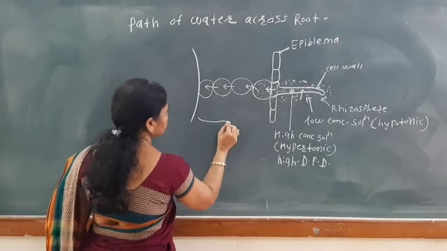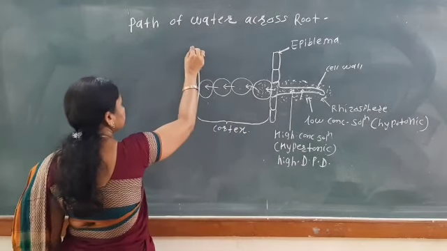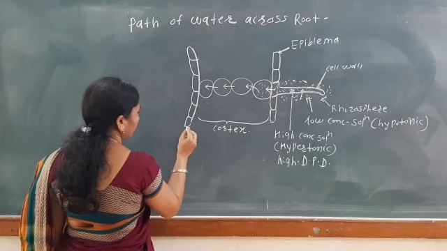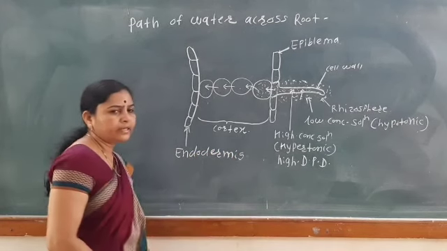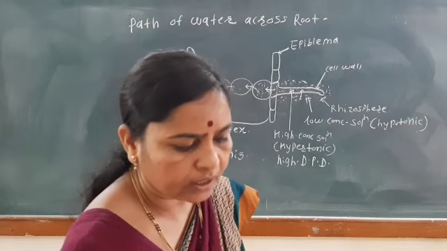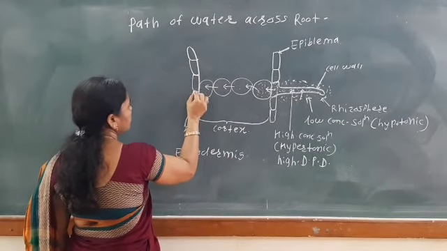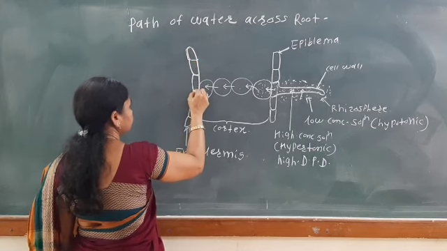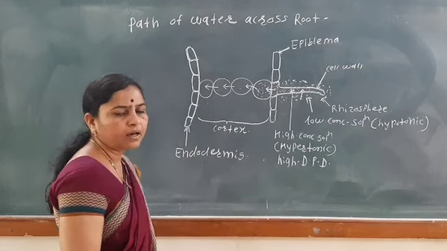Here is the cortex. From this region to this region there are many cortical cells. Inside the cortex there is a layer known as the endodermis. These cells are of the endodermis. The endodermis is a single cell layer. The wall of the endodermis shows a radial wall, and the inner wall is the tangential wall. So this wall is the radial wall, and this wall is the tangential wall.